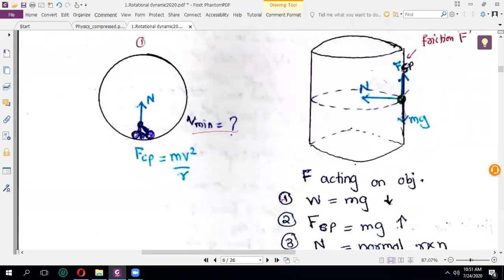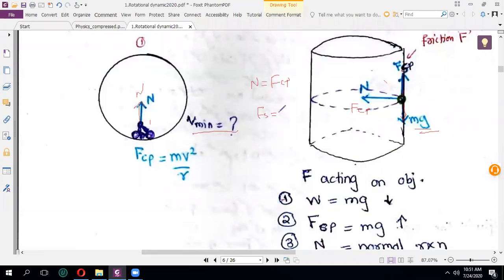Here, gravitational force is always in the downward direction, and the static friction force is along the wall, and the normal reaction shows the position of the object. So the position of the object is in the upward direction. Second force is centripetal force. Now this time normal reaction force and centripetal force are on the same side, right? And the static friction force and the gravitational force are on the same side.